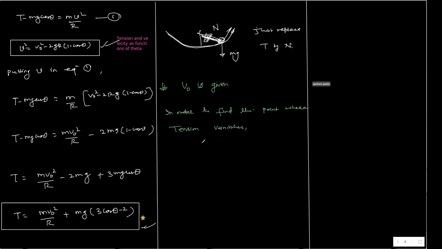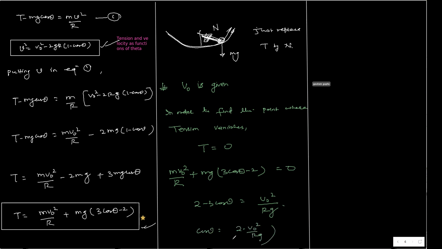So what you will do, you just put T equal to 0 in this formula. So you will get m V naught square by R plus mg into (3 cos theta minus 2) is equal to 0. From here you will get theta. m will get cancelled. So basically you will get 2 minus 3 cos theta is equal to V naught square by Rg. So your cos theta will become (2 minus V naught square by Rg) times 1 by 3. So this will give you the theta at which the tension will vanish.